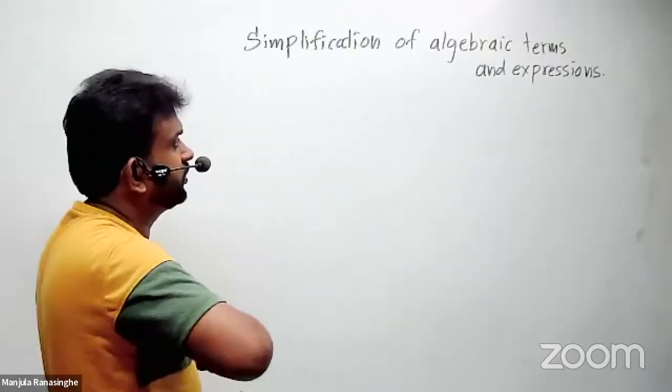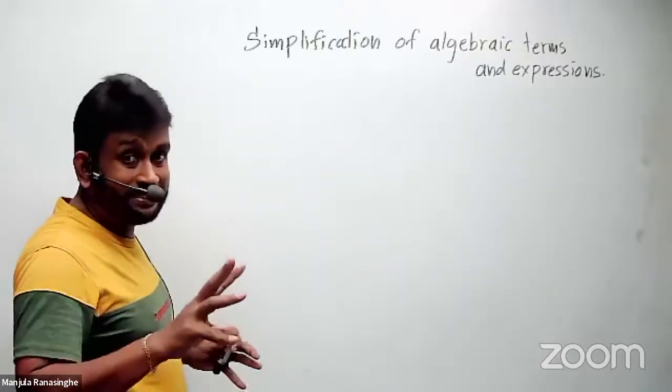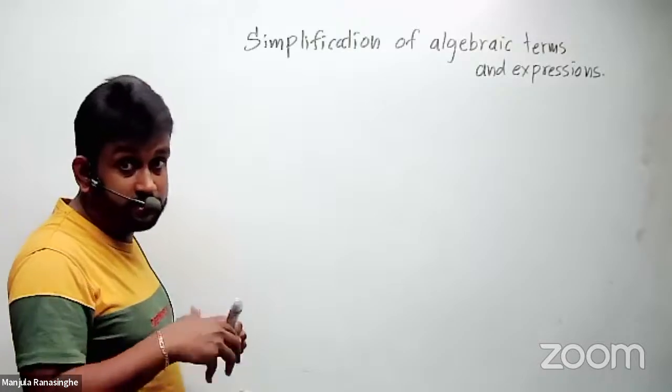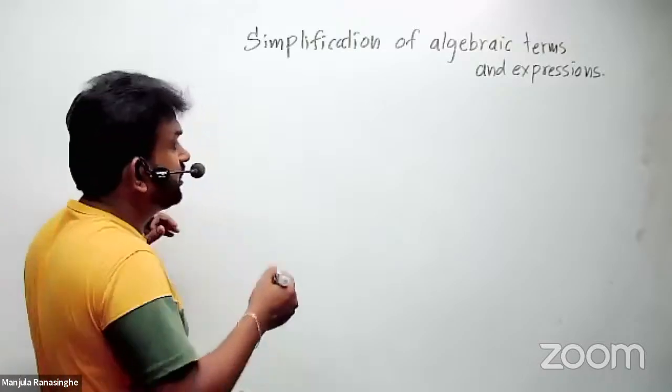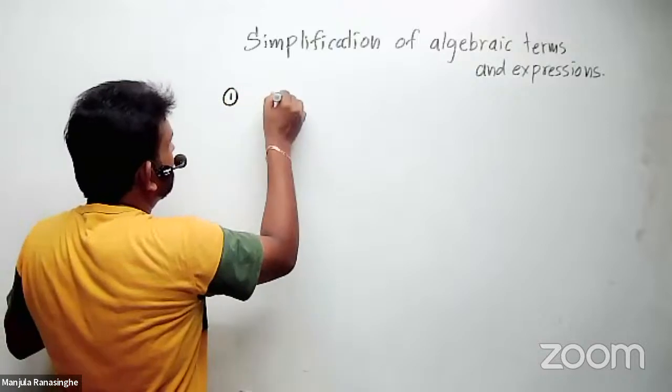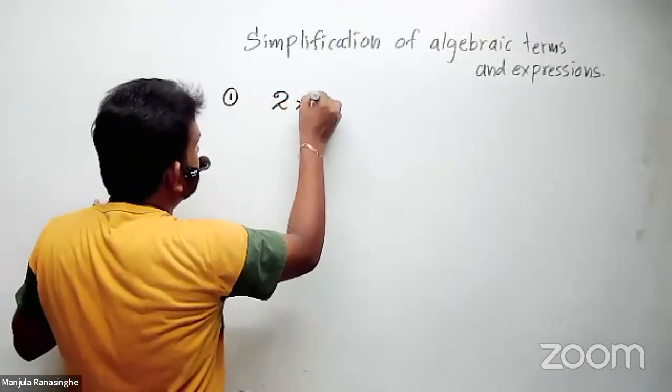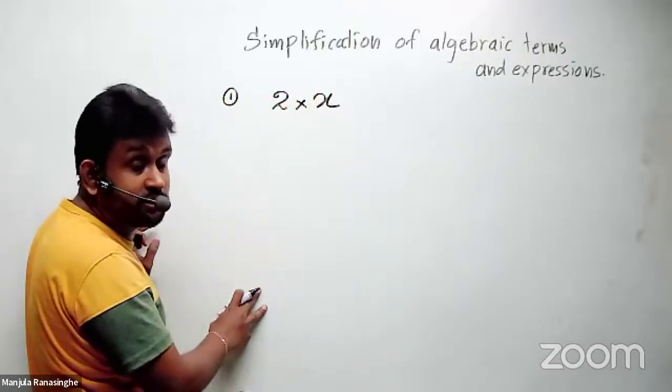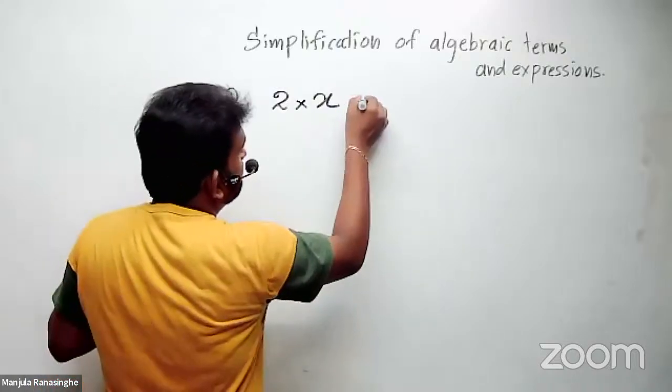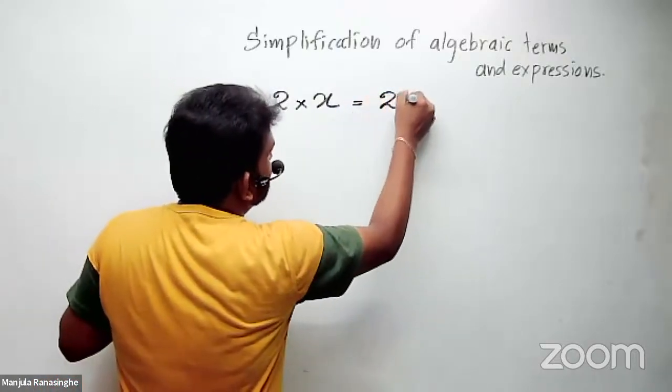Right. So these are the basic examples, right? Sometimes you may not know these things, right? So I will give this multiplication, 2 into x. So what is the answer? 2 into x, 2x. So normally we write 2x.